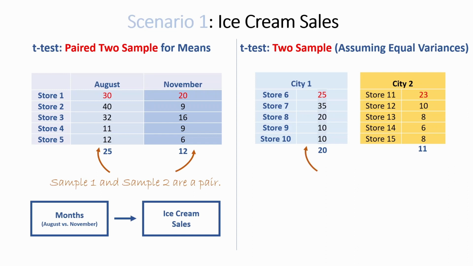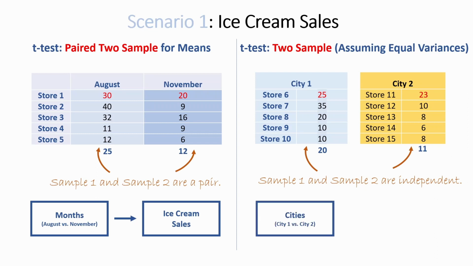Here, there's 1 sample from G1, 1 sample from G2, and these 2 samples are independent. What does it mean? For instance, let's look at the numbers more closely, the 25 versus 23. These 2 numbers are from 2 different stores. So this is different from the left-hand side, where those 2 numbers are from the same store.